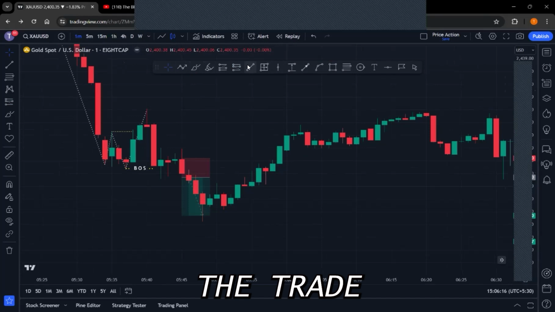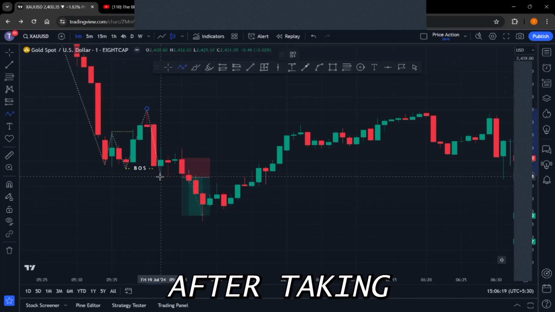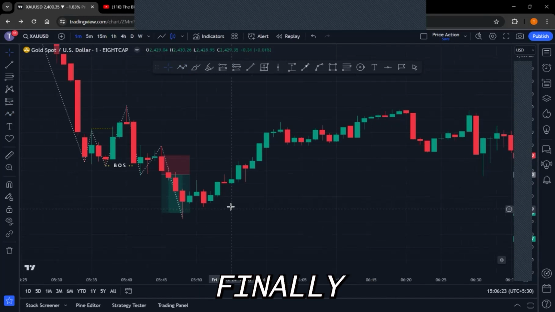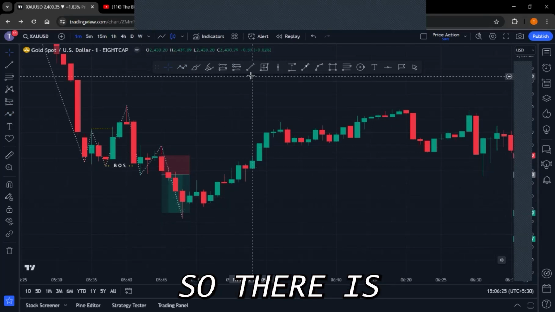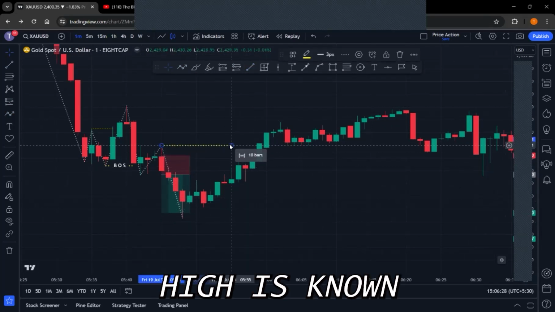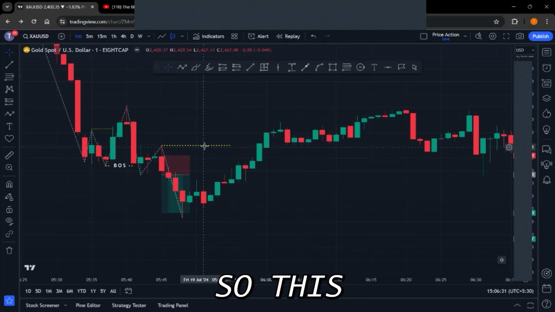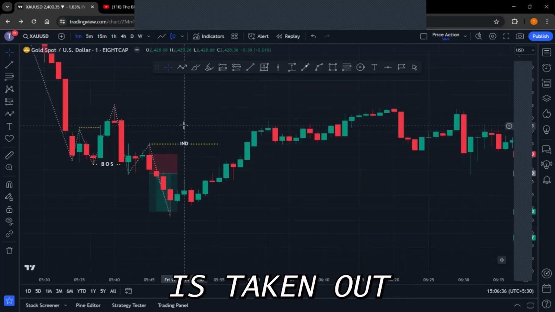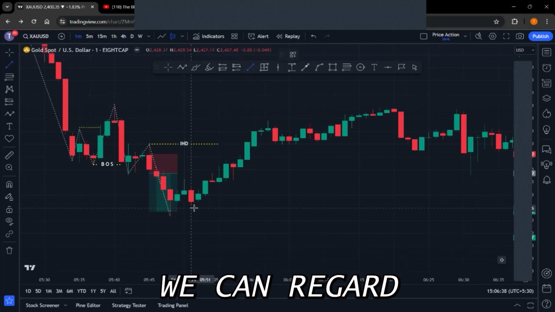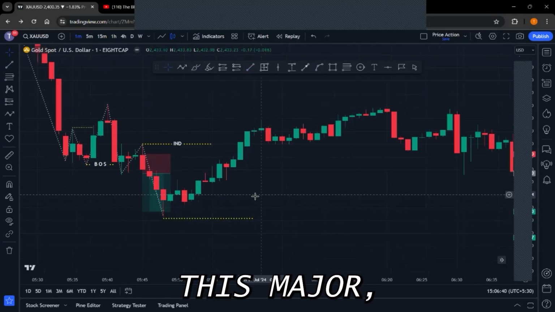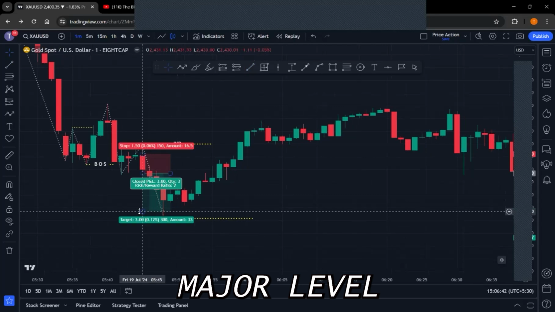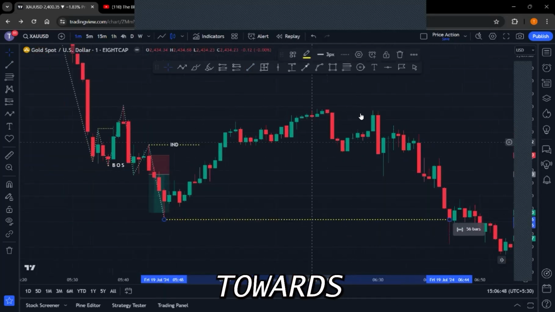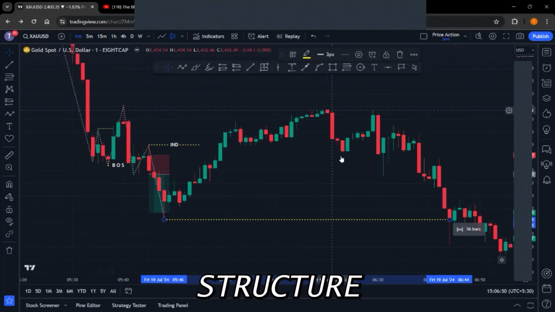Now, if you continue the trade over here, what happened after giving us a break of structure, the market moved something like this, and the price finally created the swings in the market. So where is your inducement? This recent high is known as your inducement level in the market. Once this inducement is taken out, only then can we regard the price action of this major level as a support. And in the future, you will see that the price has actually gone towards the downside, because the major structure was in the downside only.